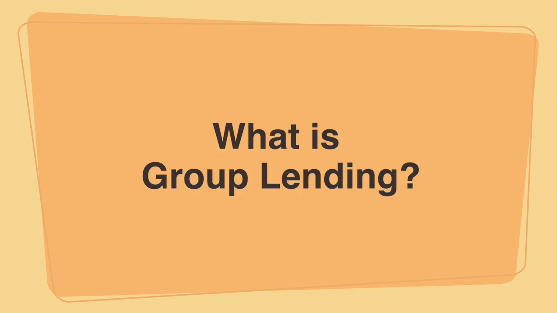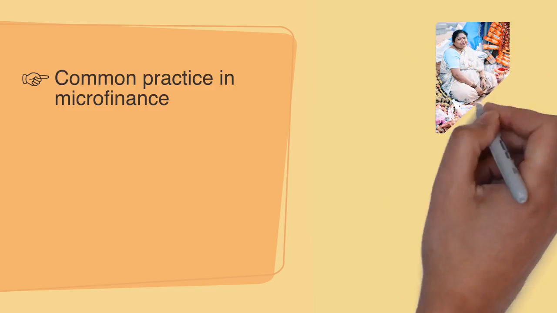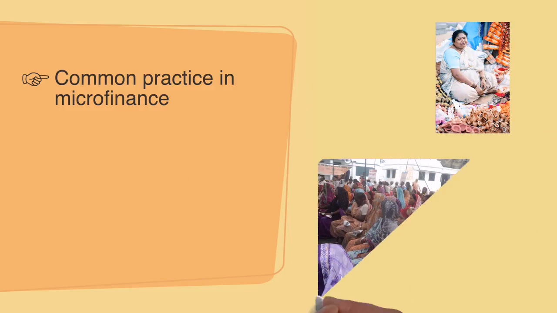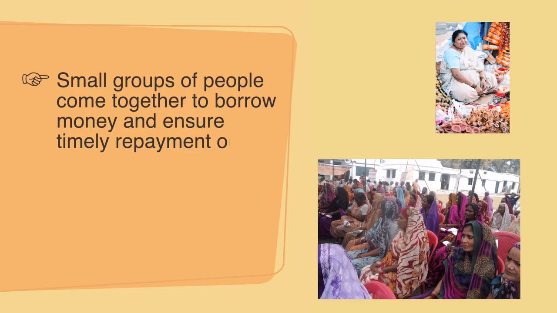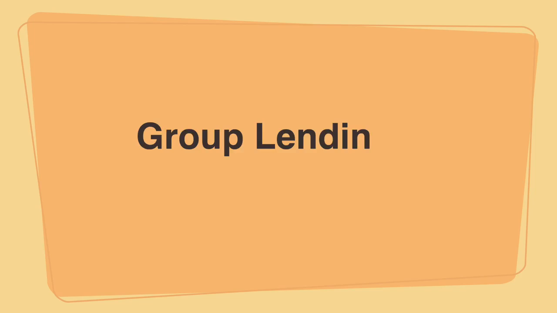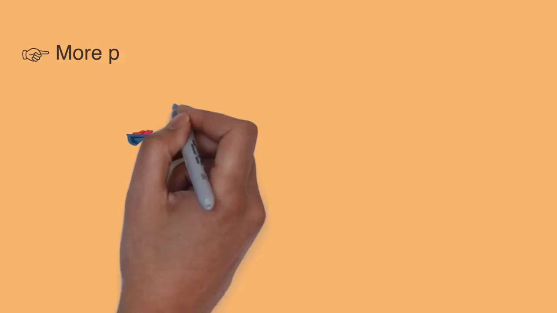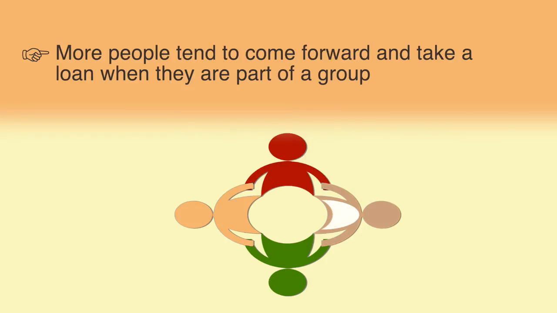What is group lending? Group lending is a common practice in microfinance. Rather than lending to individuals, MFIs usually lend to small groups of people who come together to borrow money and ensure timely repayment of the loan. This group-based approach has many advantages. More people tend to come forward and take a loan when they are part of a group.